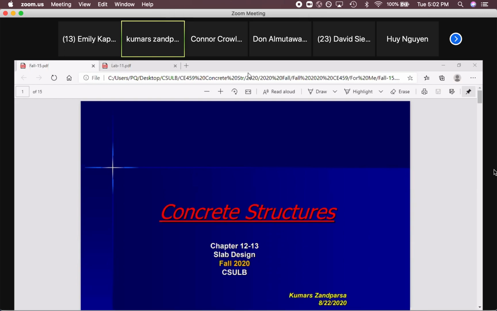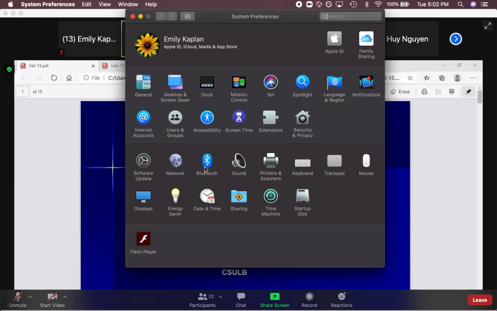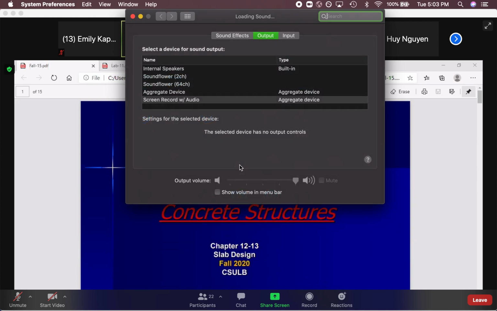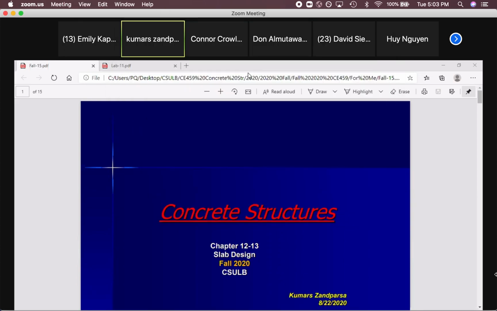And that's a slab design. A slab design is actually a part of reinforced concrete design. But because we have a lot of chapters and we have to cover them in one semester, that's a little too much.